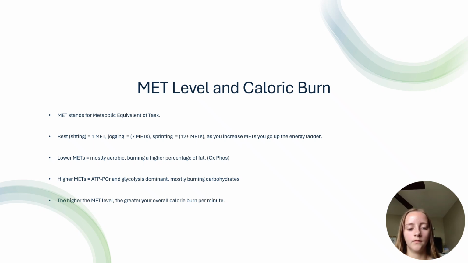So lower METs are moderately aerobic, and they burn a higher percentage of fat, which would be the oxidative phosphorylation, so low on that energy ladder. And then the higher METs are the ATP-PC and glycolysis dominant, mostly burning carbohydrates, which would be that middle and upper part of the ladder. And then a higher MET level means a greater overall calorie burn per minute.